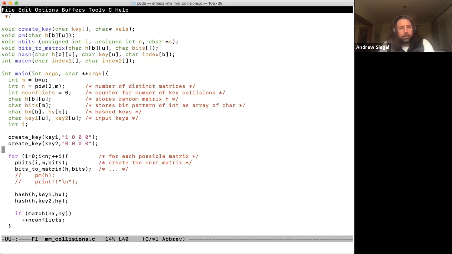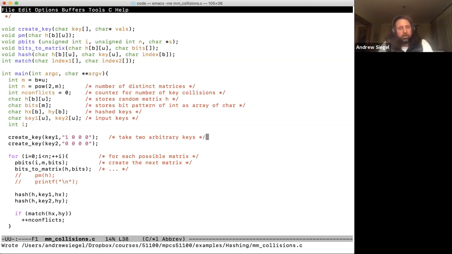Okay, so let's do this. Let's take 2 arbitrary keys, and this is the statement that's made in the theorem. So we're going to take 2 arbitrary keys, 1, 0, 0, 0. It can be absolutely anything, and we could loop over all keys. Let's put a couple ones here, so you don't get uncomfortable with all the zeros. All right, so we're going to take 2 arbitrary keys.